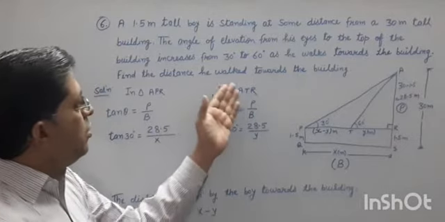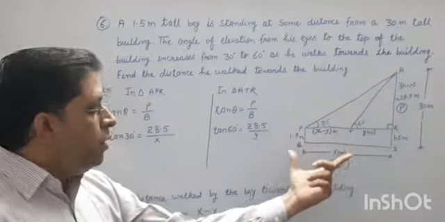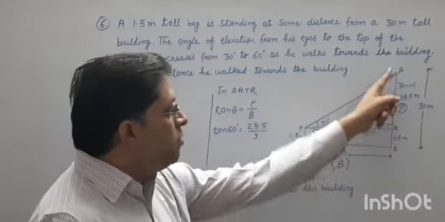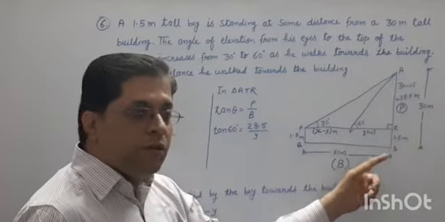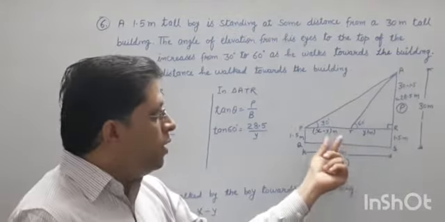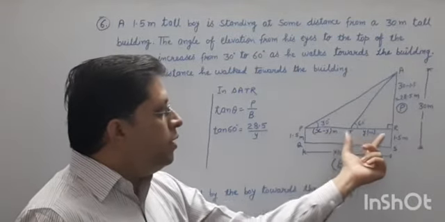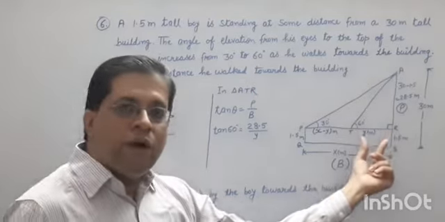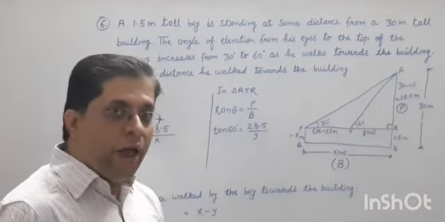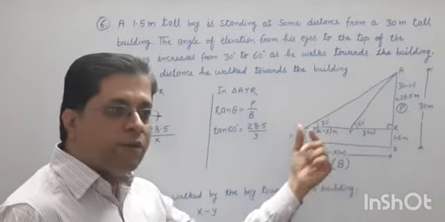Find the distance he walked towards the building. How much distance did he walk? Let's say the boy is standing at PQ and the building is here, this AS. The distance in between is X meter. After covering some distance up to point T, the distance between T and R is Y meter. Then the distance he covered is X minus Y meter.